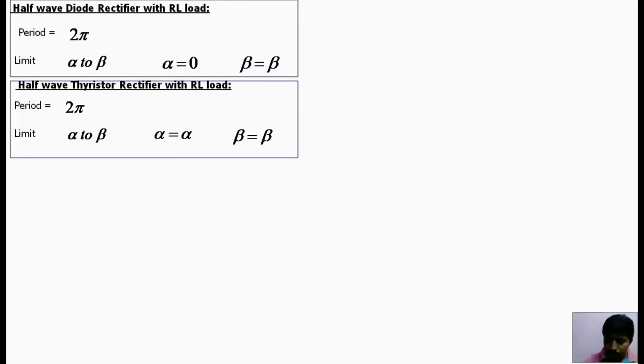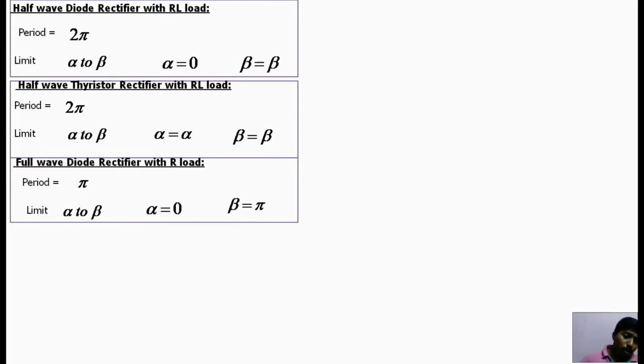Next, full wave diode rectifier with R load. Full wave means period is equal to pi, half wave means period is equal to 2 pi. Here diode means alpha is equal to 0 degrees. Thyristor means alpha is equal to the given firing angle alpha. R load means beta is equal to pi, but RL load means beta is equal to beta. For discontinuous conduction, the half wave rectifier is a discontinuous conduction, so beta is equal to beta.